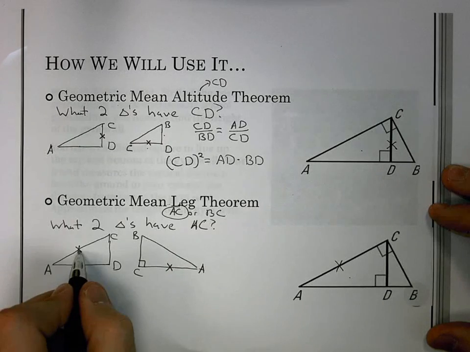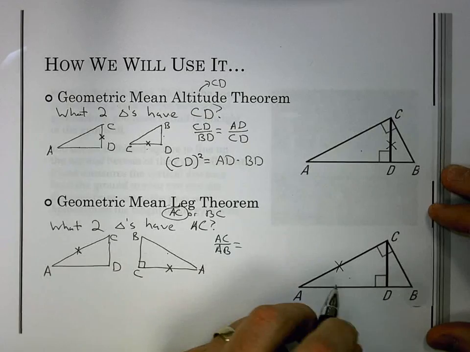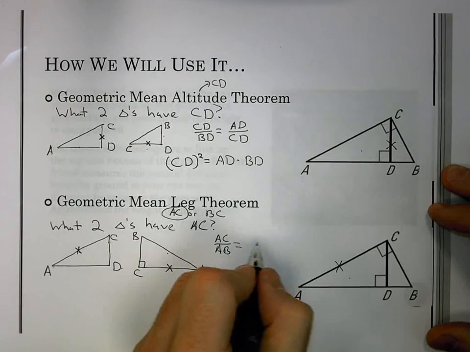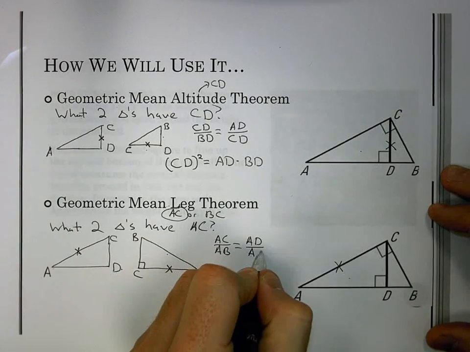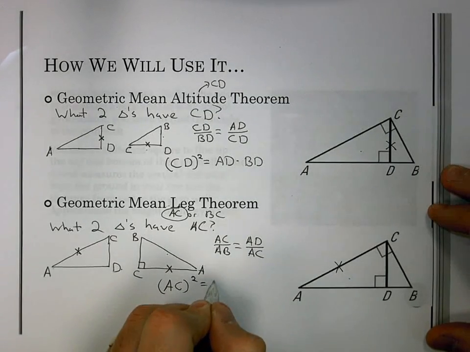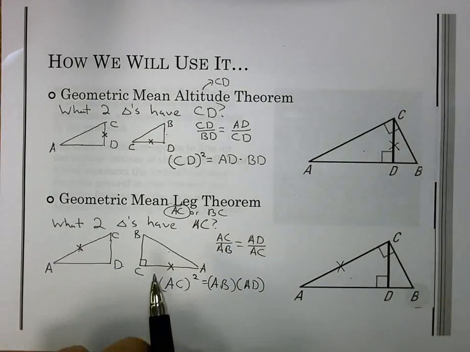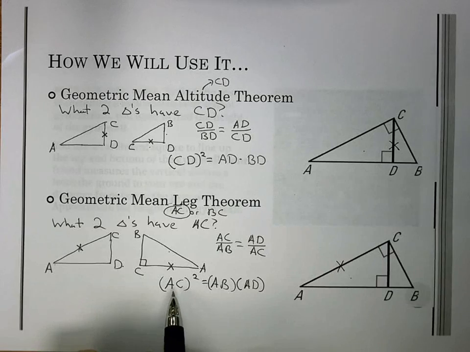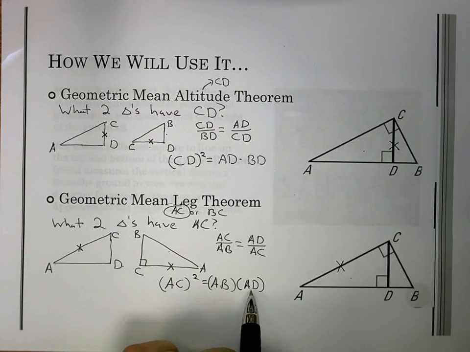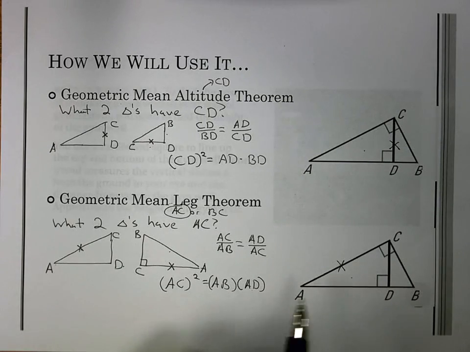So AC over AB equals AD over AC. Now I look at the cross product. I get AC squared equals AB times AD, which matches what we said before. This would be the leg squared equals the hypotenuse times the segment of the hypotenuse adjacent to the leg, or what we found, but again, we went back and we just set it up using similar triangles, which I think will be an easier way for you.